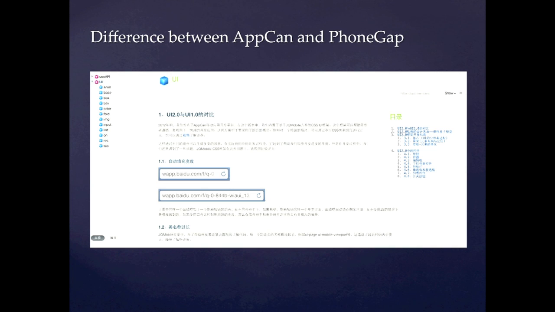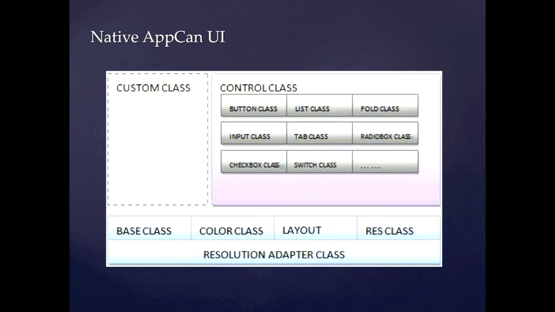And this is what the UI framework API looks like. Basically, this is how the native UI API works. On a very basic layer, there's a resolution adapter class, and on top of that, you can find the base class, the color class, the layout, and resolution classes. And on top of that, you have the control class, which controls the buttons, list, fold, inputs, tab, radio box, checkbox, and switch classes. And you can write your own custom class as well.